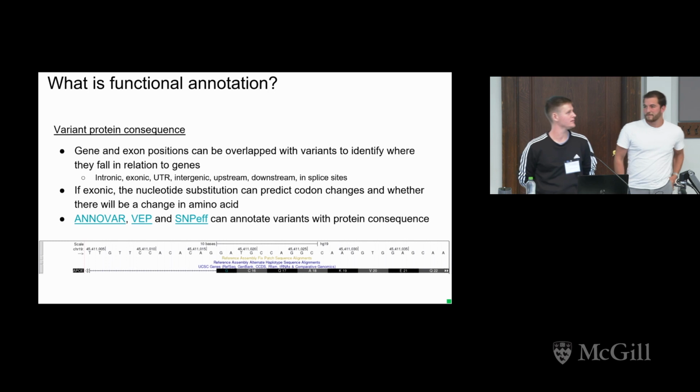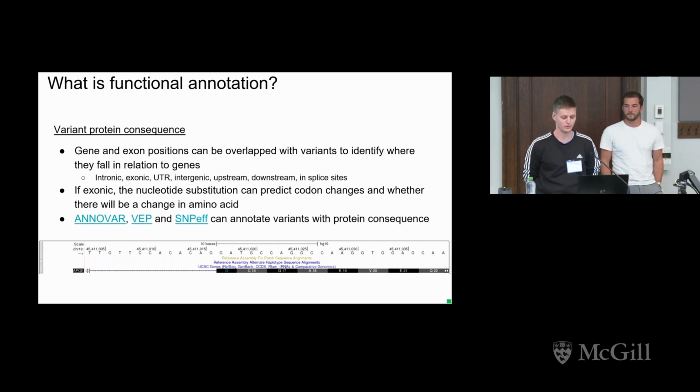So the variant protein consequence is one of the simpler annotations where you can say where this variant falls in relation to proteins, and will it impact the amino acid that's being encoded by this? There are lots of tools that can do it, and here's an example of ANNOVAR and VEP and SnpEff, and they all do more than this, but they at minimum do this. And this might be interesting for you because your variants from your GWAS might change a base pair, but it might not affect the amino acid at all, and that's something that's interesting to know.